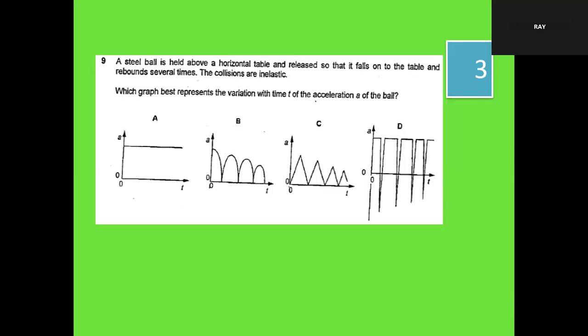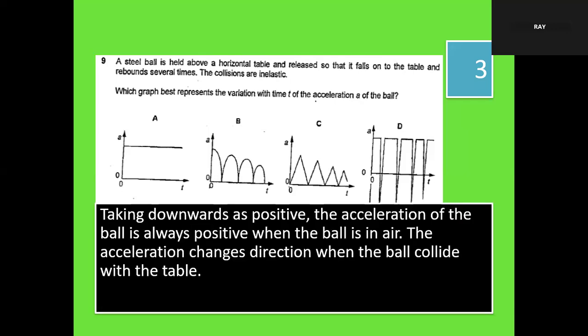Number 3, a steel ball is held above a horizontal table and released so that it falls on the table and rebounds several times. The collisions are inelastic. Which graph best represents the variation with time t of the acceleration a of the ball? Memory work. D. This part is where it's in the air. This part is when it hits the table.